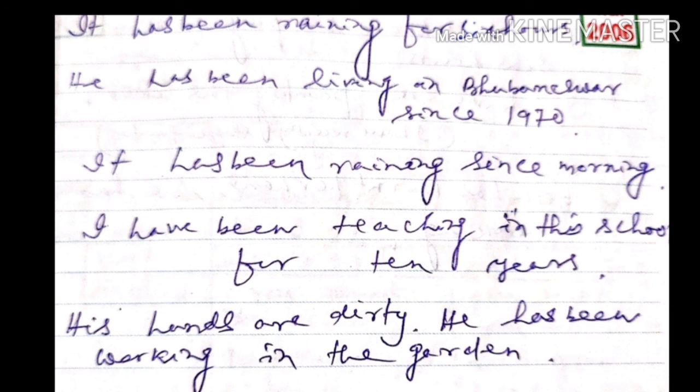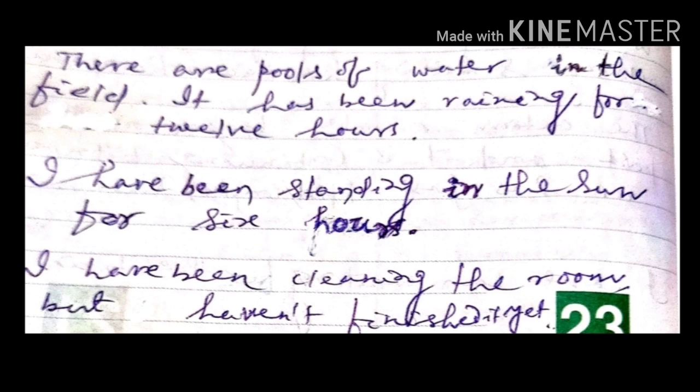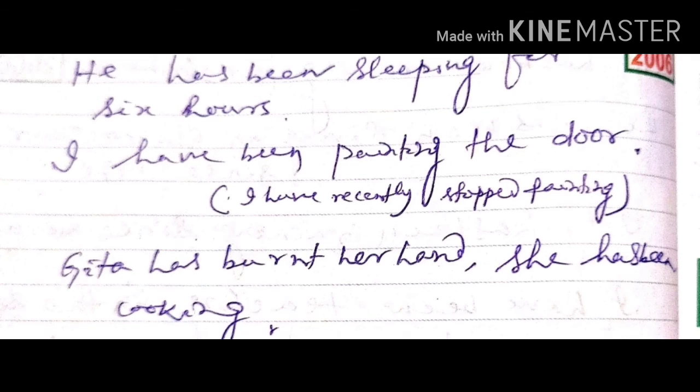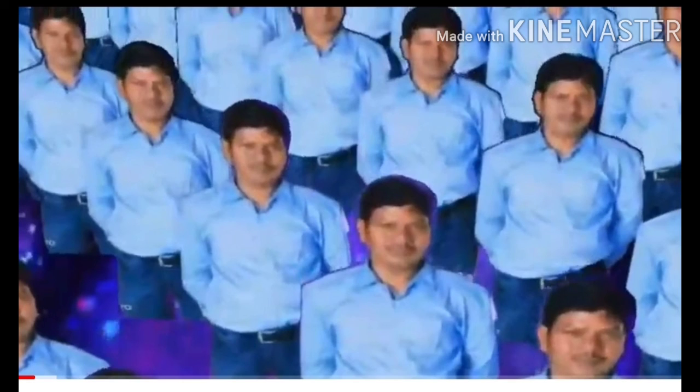His hands are dirty. He has been working in the garden. There are pools of water in the field. It has been raining for 12 hours. I have been standing in the sun for 6 hours. I have been cleaning the room, but I haven't finished it yet. He has been sleeping for 6 hours. I have been painting the door. That means I have recently stopped painting. Gita has burnt her hand. She has been cooking, etc. This is all about the present tense.